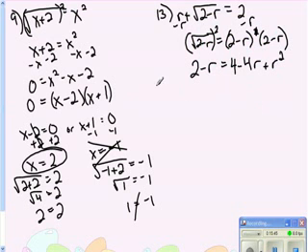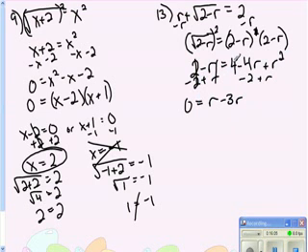Alright, I've got r squareds, r's, and numbers. I need everything on one side. So usually you want to bring everything wherever the r squared is. So I'm going to subtract 2 and add r to both sides. Those will cancel. 0 equals, and I'm going to rewrite this in the right order. So r squared, negative 4 and positive 1r would be negative 3r. Positive 4 and negative 2 would be positive 2.